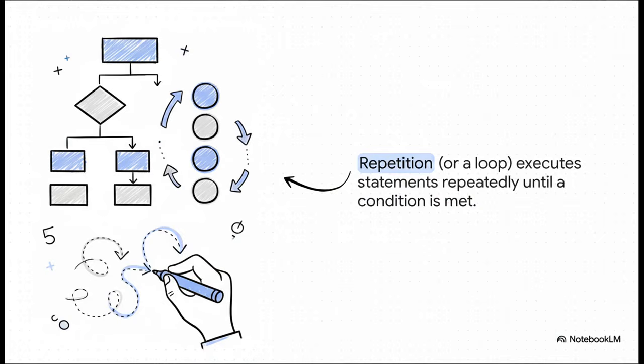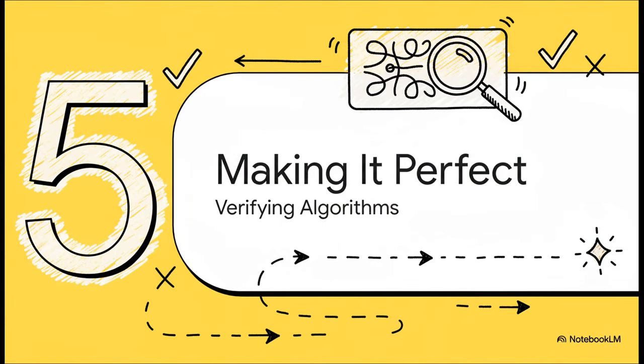And next up, we have repetition, or what we call a loop. This is for when you want to do the same thing again and again. For example, if we want to find the average of 5 numbers, we use a loop. The steps inside, like reading a number and adding it, will repeat 5 times. Once the count hits 5, the loop stops and we move on. So useful. We're almost there.